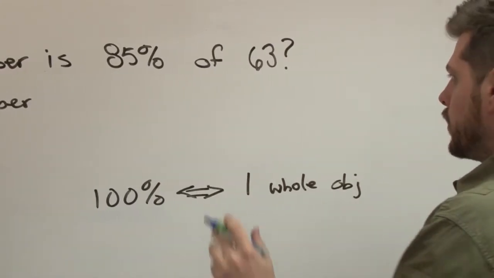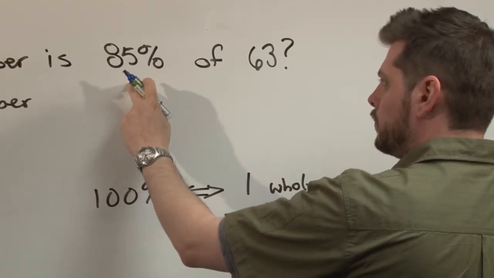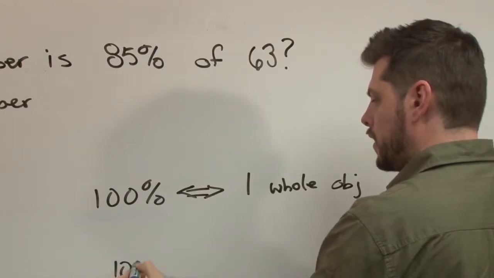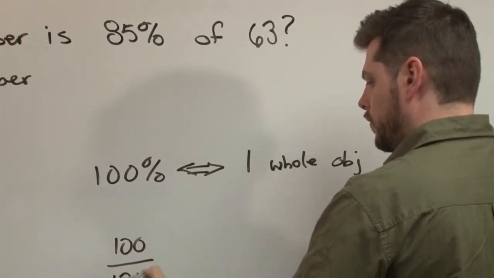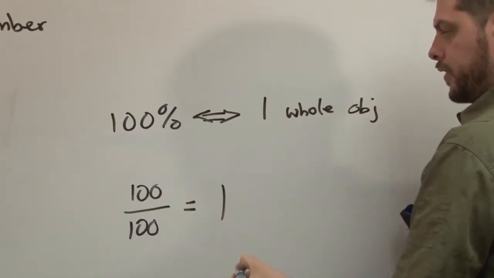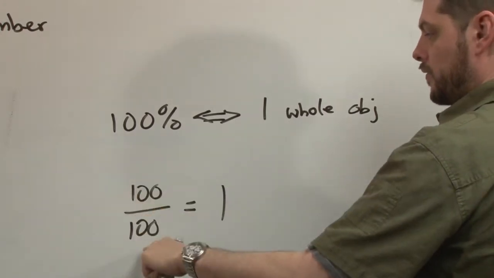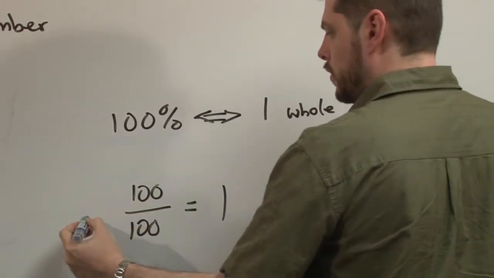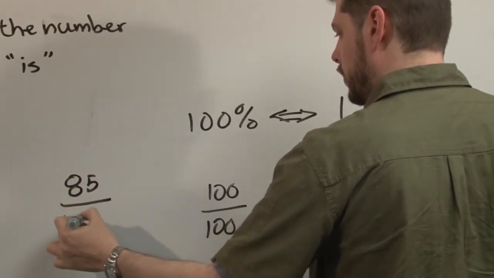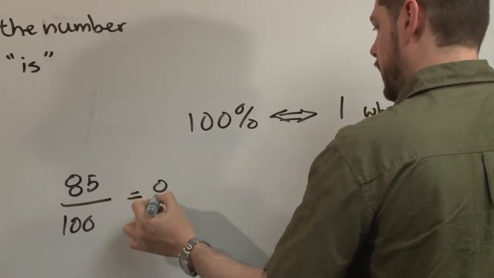Anyway, so we got 85%. We need to convert this into a decimal. So the way to do this is to use the fact that if I have 100 out of 100 as a fraction or as a ratio, I have one whole thing, right? So if I have 100% of something, or if I have 100 out of 100 of it, I have a whole thing. So if I have 85 out of 100, I have 85% of it, okay?